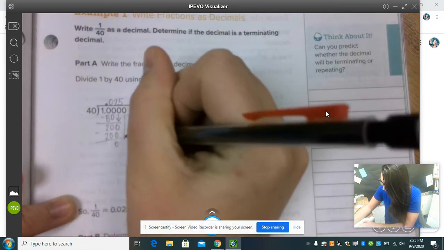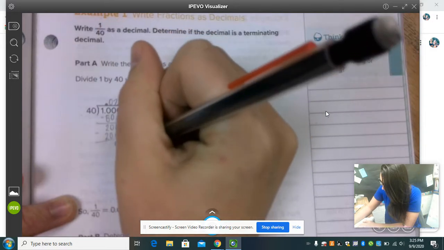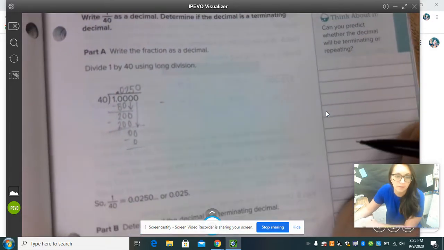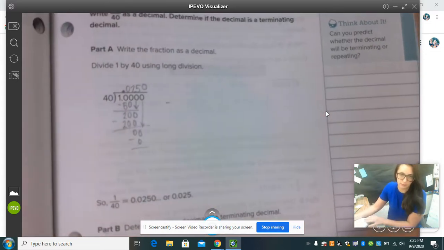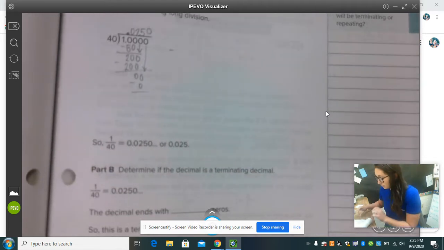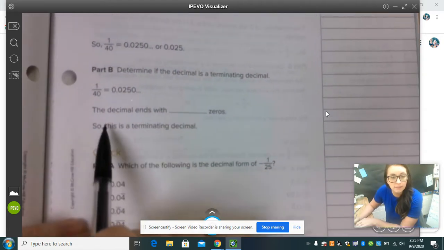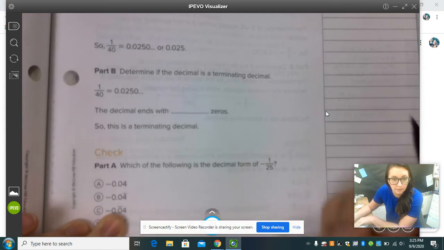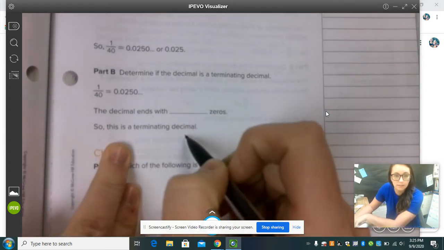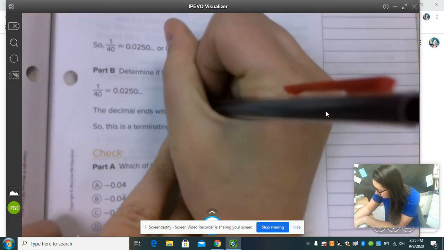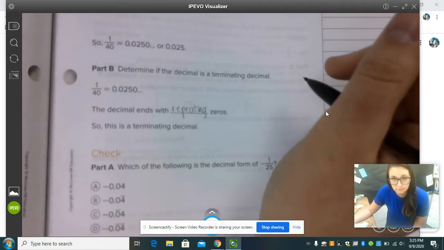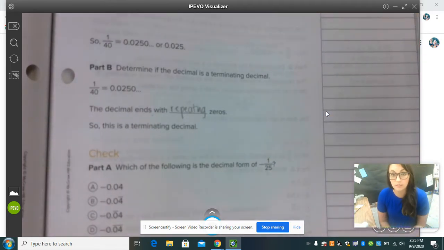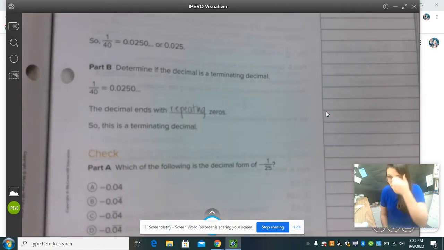All right, so I bring down my 0, and it'll go 0 times, and then look, it's going to start doing the 0 thing. And it gives you the answer down here, but that was the long division practice. As we move down to part B, it says if the decimal ends with blank zeros, this is a terminating decimal. So this is asking for repeating zeros. And you don't have to write those zeros out. Like I said, this is just to kind of show you the difference in a terminating decimal and a repeating decimal.